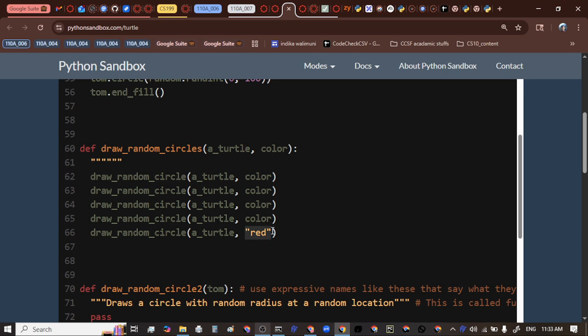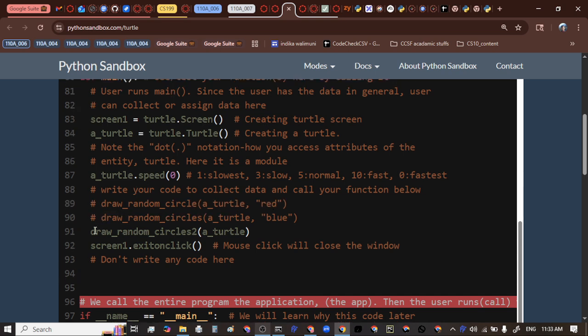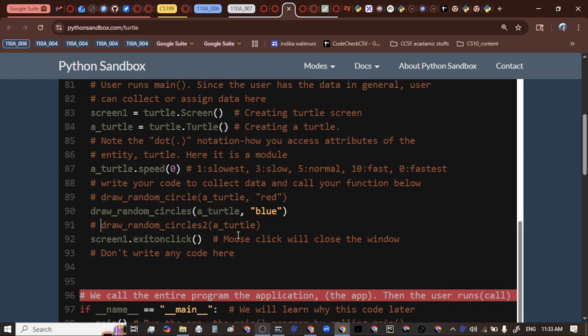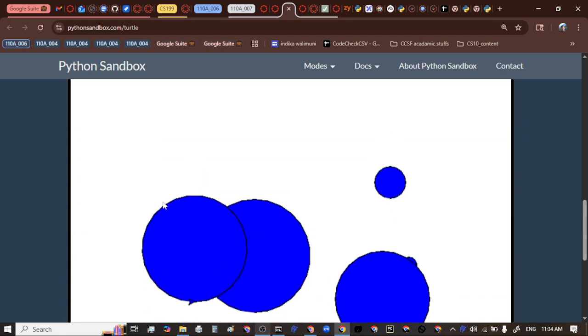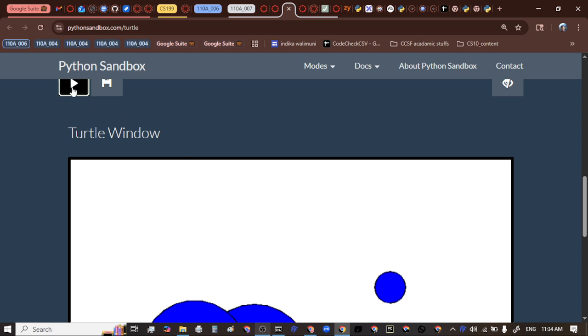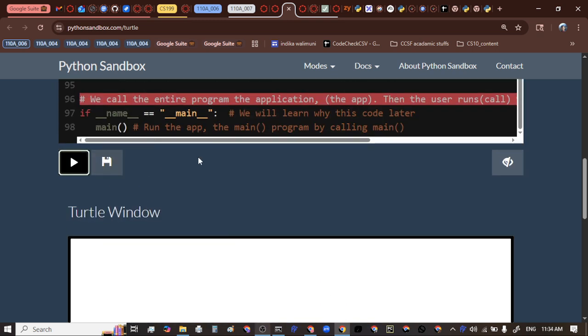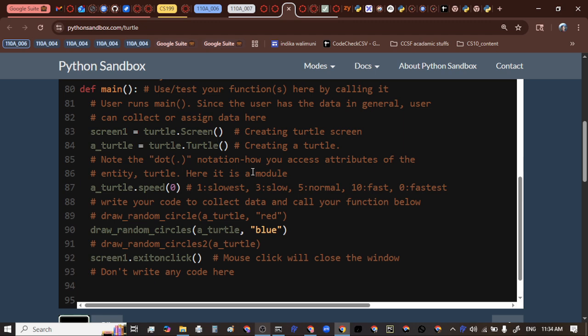All right, now if we call this one, I'm going to block this one, and call this one. All right, and we'll get a bunch of circles, right? So I pass blue, so the color is blue. Okay, all right. So how do we make the color also random?